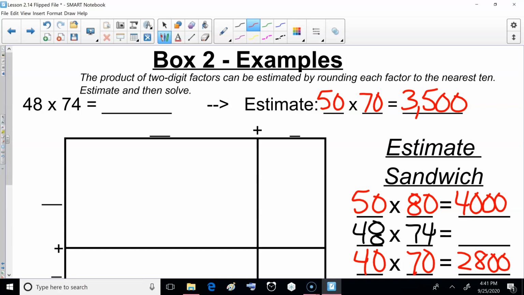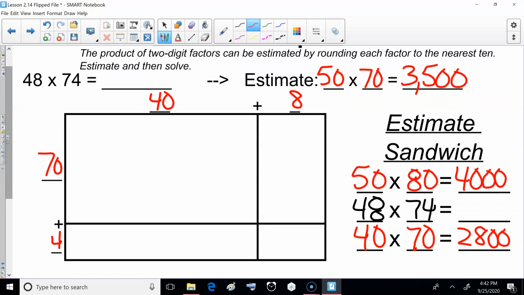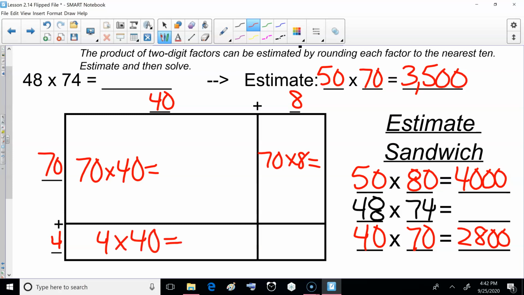So we've got 40 plus 8, and we've got 70 plus 4. I'm going to squeeze this down a little. There we go, a little more room for me. So we have 70 times 40, 70 times 8, 4 times 40, and 4 times 8. So 70 times 40, we got a 10 and a 10. So 10 times 10 is 100. So I have 7 times 4, which would be 28. So I have 28 groups of 100, or 2,800.